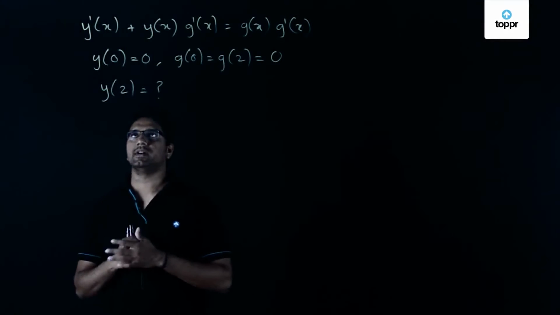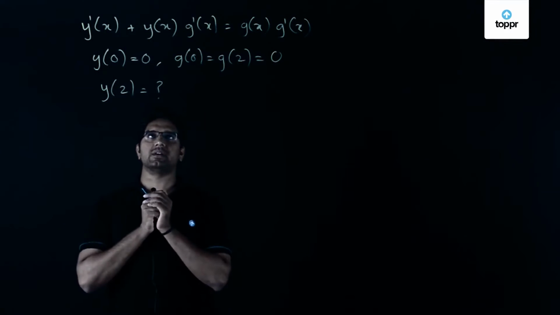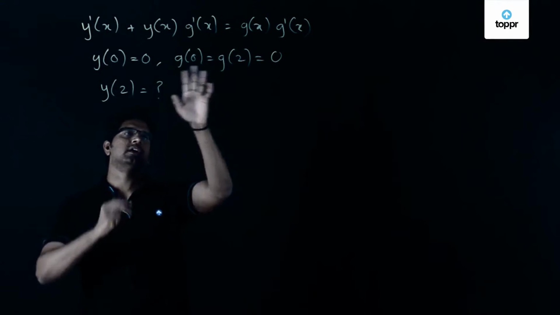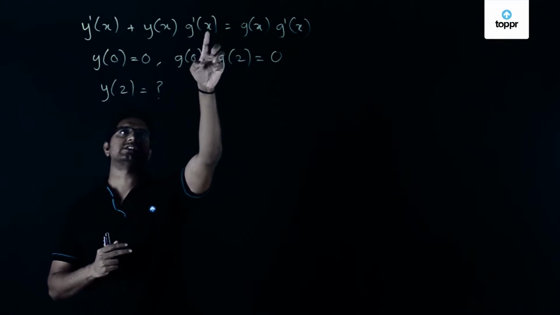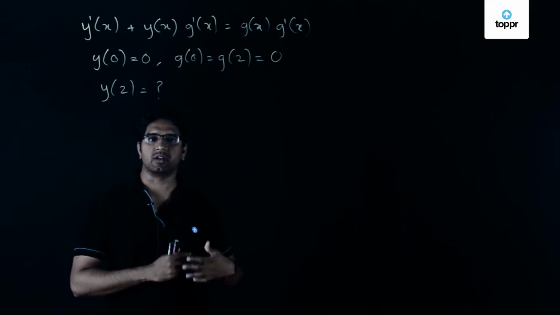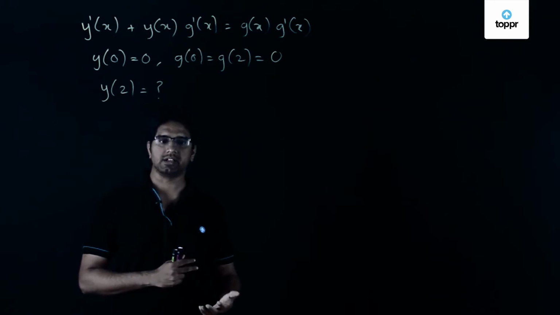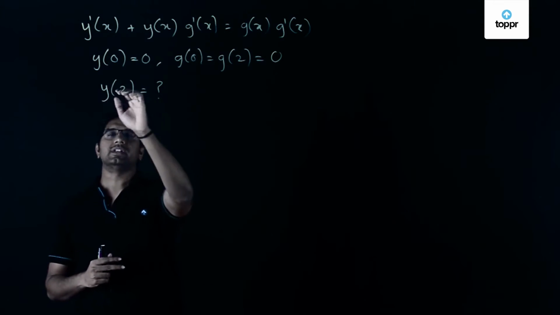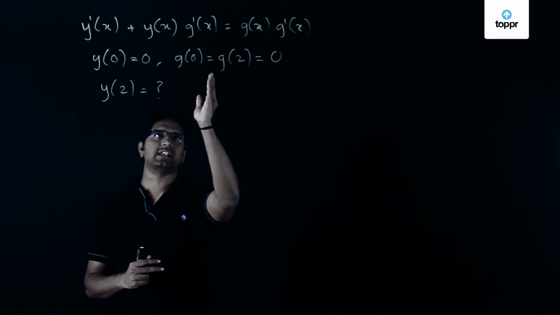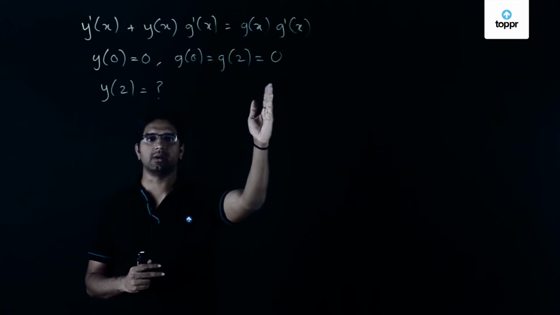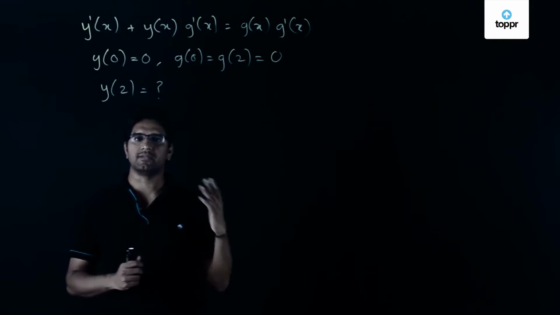In this problem we are given a kind of differential equation, but again it does not look exactly like a well known differential equation because the coefficients themselves have been defined in terms of a function g of x and its derivatives. And further it is given that y of 0 equals 0 and the values of g at 0 and 2 are both equal to 0. We need to find the value of y of 2.